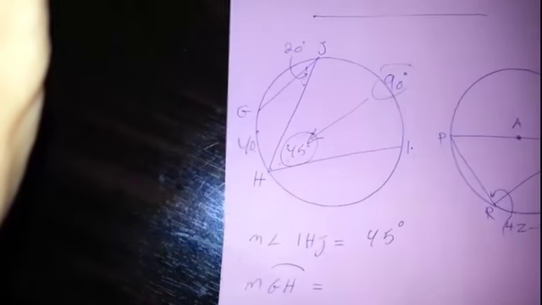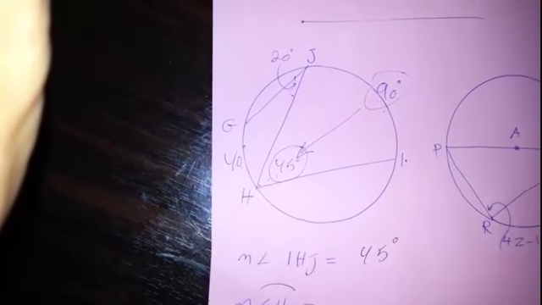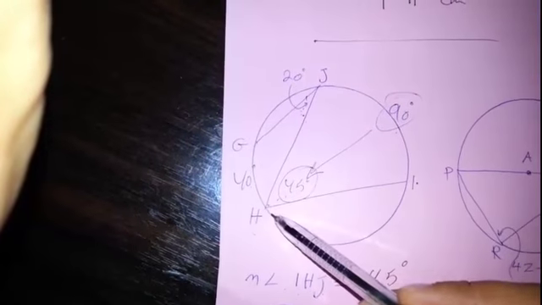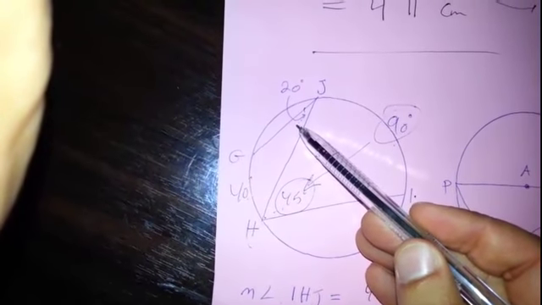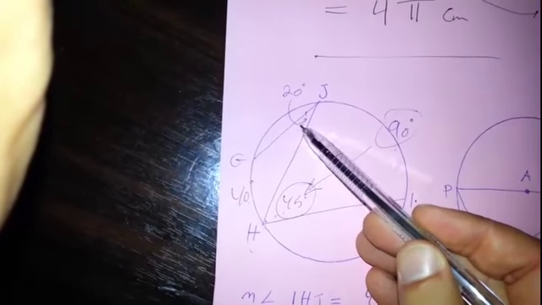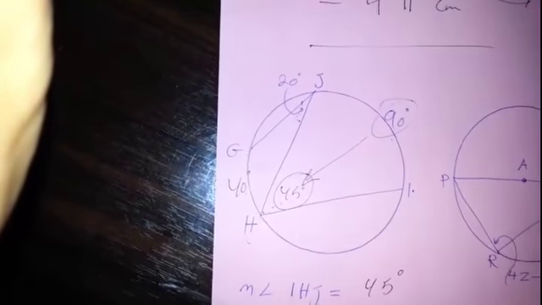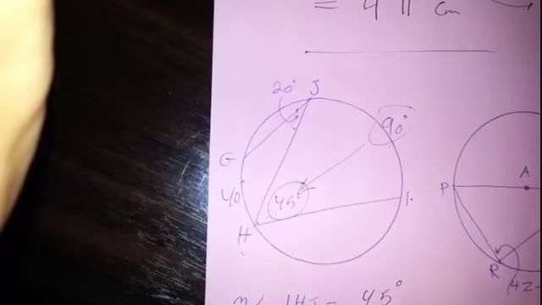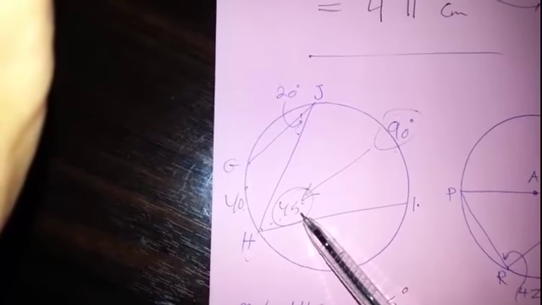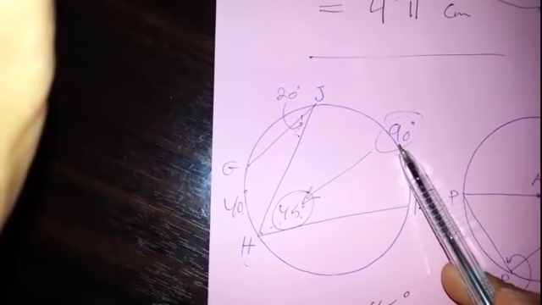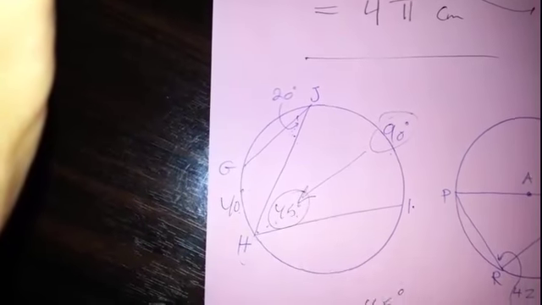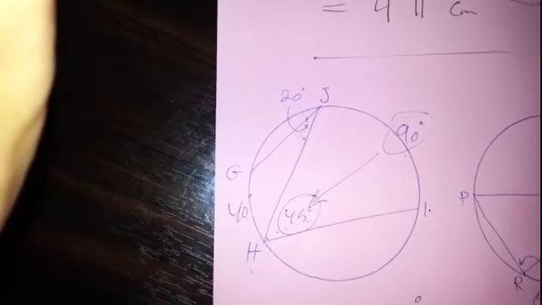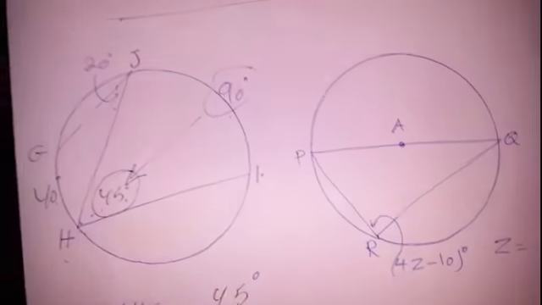And the second required, arc GH. The arc is double the inscribed angle. So this is 20, so the arc will be double, which is 40. And this angle is half the subtended arc. The arc is 90, so the angle is half, which is 45.